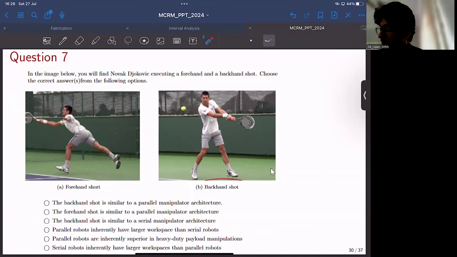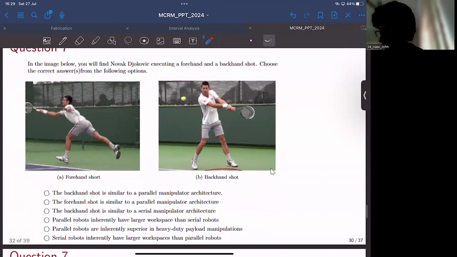If you take a look at this backhand shot, to support his backhand, he's using his other arm also, right? So he's holding the racket with both of his arms like this, like a closed chain mechanism. If this context is given, choose the correct answer from the following options. The backhand shot is similar to a parallel manipulator architecture. Would you agree with that?